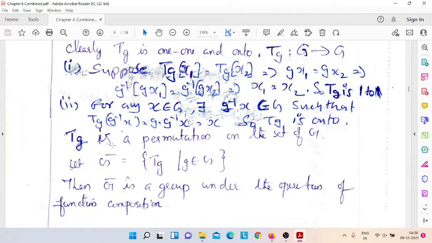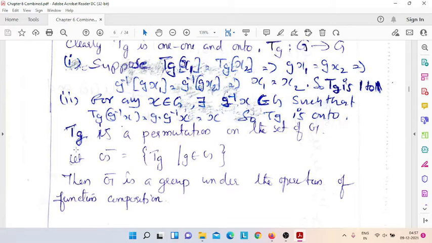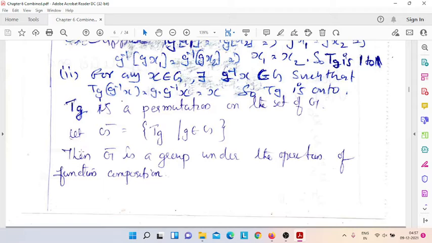Thus we have shown that Tg is 1 to 1 and onto. Then Tg is a permutation. We can also see that Tg acts as a permutation on the set G.